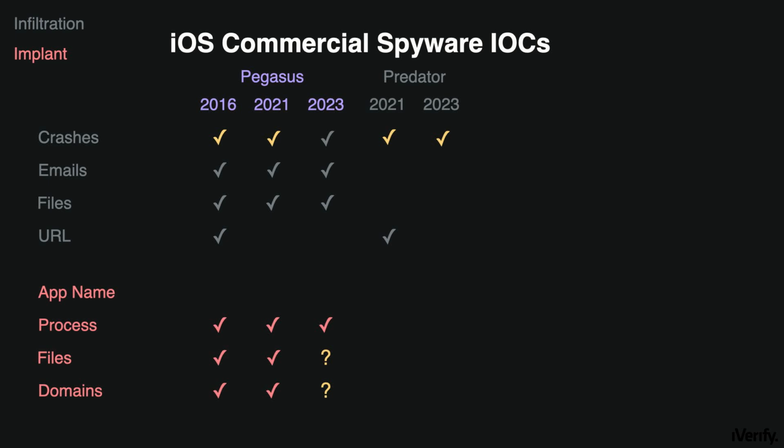Same for Predator. We have likely crashes. We have a URL which was recovered in 2021, and we have information about the exact processes spawned, about some of the files which are left behind, and about the attack infrastructure.